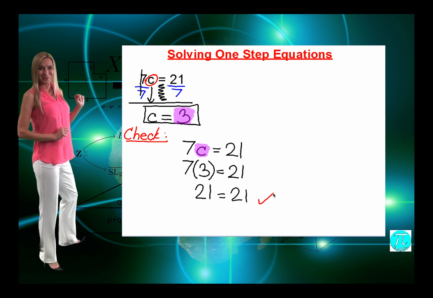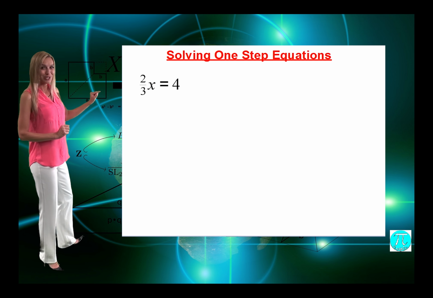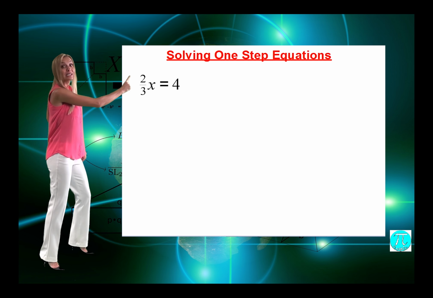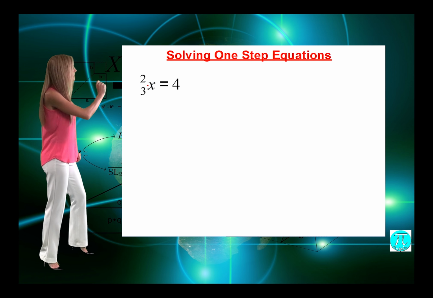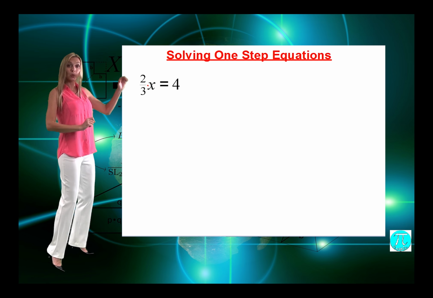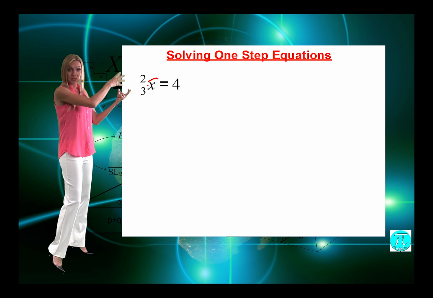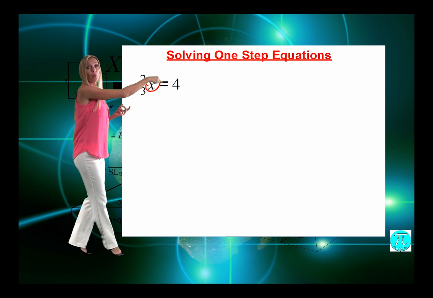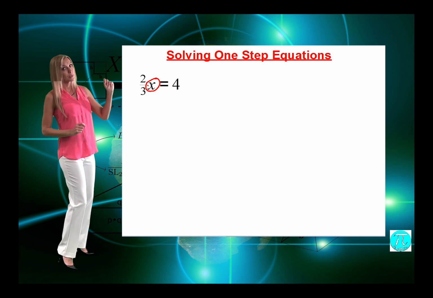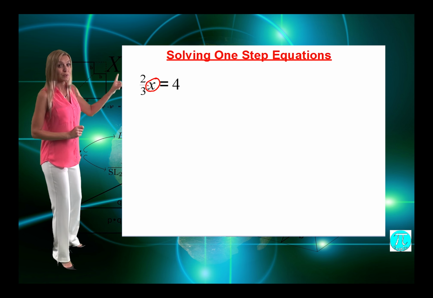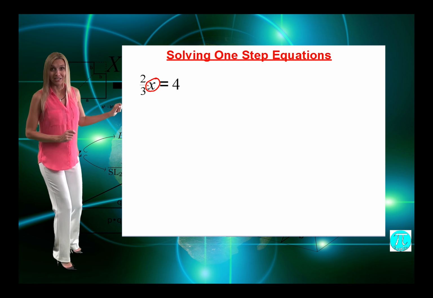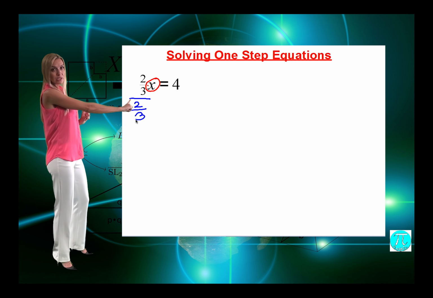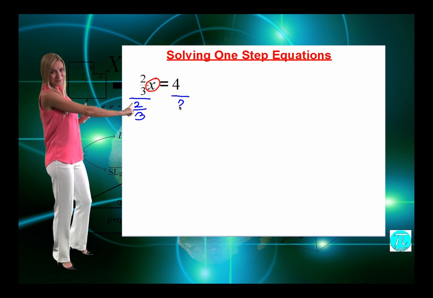Next problem. 2/3 times x equals 4. Let's isolate our variable. Let's isolate our x. Well, the 2/3 that's multiplying the x wants to be with the number 4. The opposite of multiplying by 2/3 is divide, right? Because it wants to be 1. So let's divide both sides of the equal sign by 2/3.